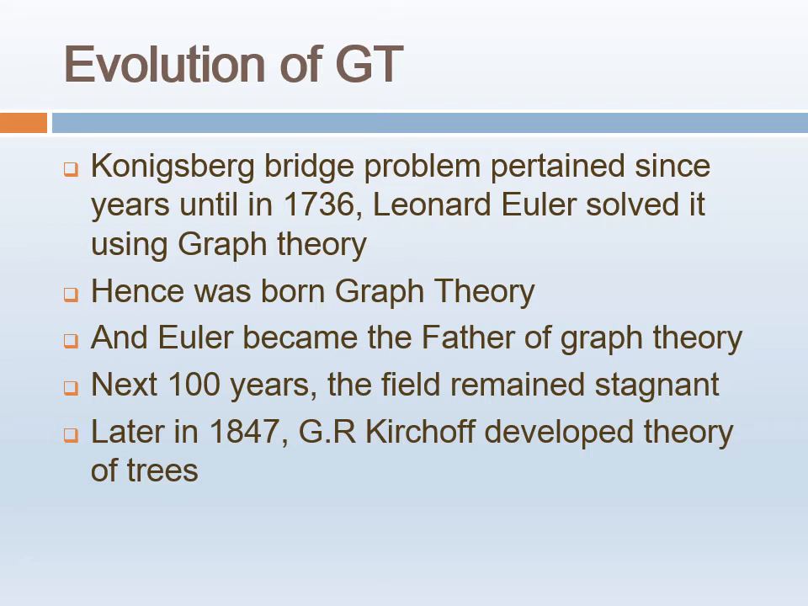Looking back to the evolution of GT, we see that the Königsberg Bridge problem pertained since years until in 1736 the famous scientist Leonhard Euler solved it using graph theory. Hence was born the beautiful paper graph theory, and Euler became the father of graph theory. For the next 100 years, nothing much happened in the field. Later, in 1847, G.R. Kirchhoff developed the theory of trees, which is also a part of graph theory.